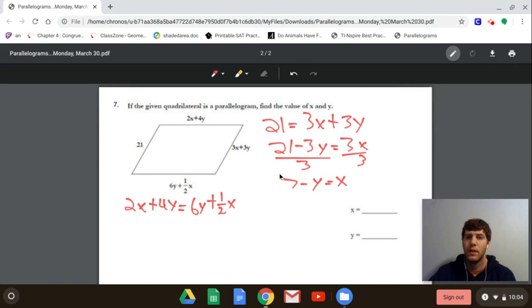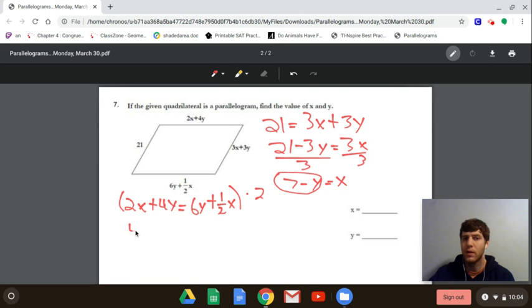Okay. We can then substitute in. First thing though, I want to get rid of this half, so I'm actually going to multiply this whole thing by 2. Okay, I'm going to multiply the whole thing by 2 to get rid of the 1/2.